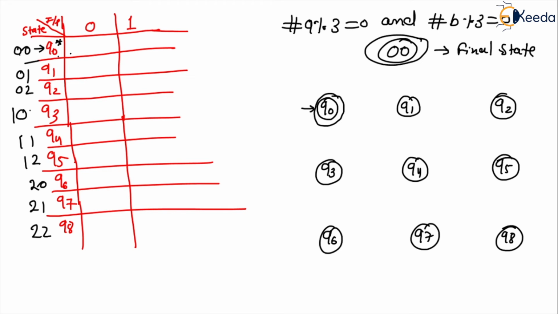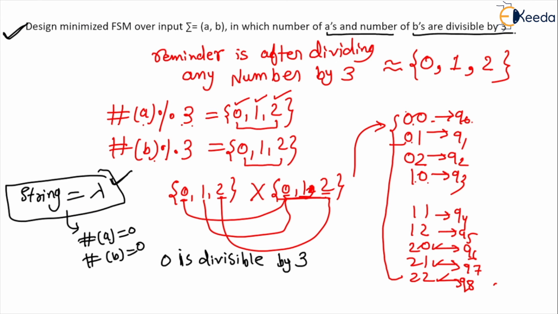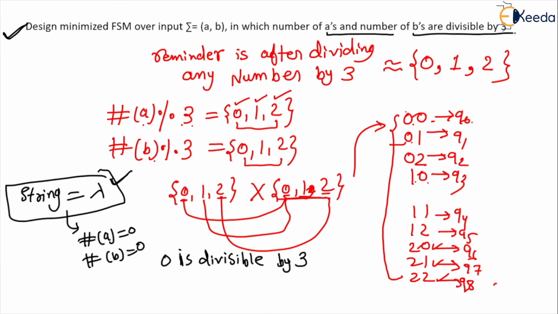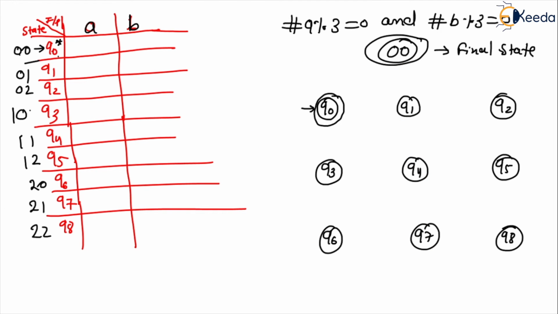So, just one thing, our input is A and B, not 0, 1. Just remember, our input is A and B, not 0. It may be possible that in the question the number of zeros and number of B's are divisible, so it is just the name of the input. Got it? So our input is A and B, not 0. So just count the number of A and number of B when you apply the input on this machine.